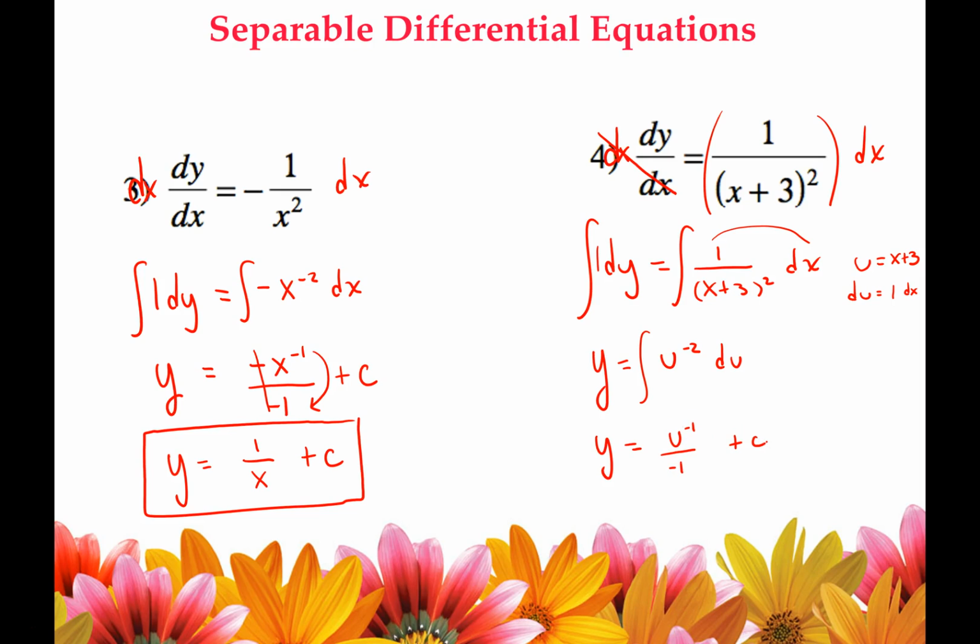Okay, I can go ahead and rewrite this right here. Remember, there's a negative, so I can go ahead and pull that negative out and then write the u to the negative first down here, like that. So my answer is going to be y equals negative 1 over, plug my x plus 3 back in for u, plus c.